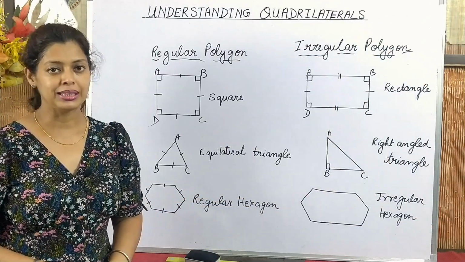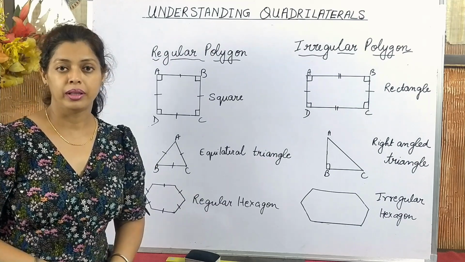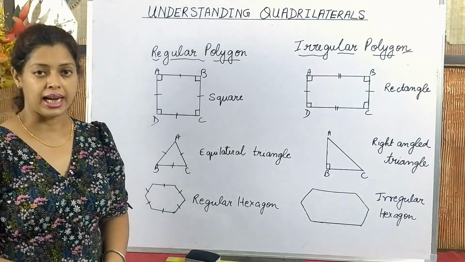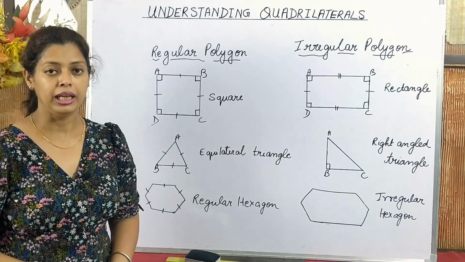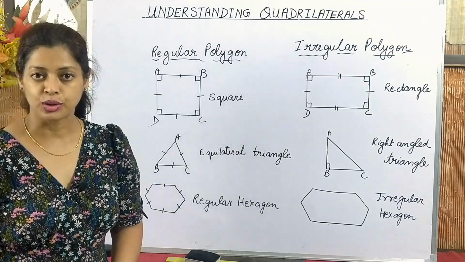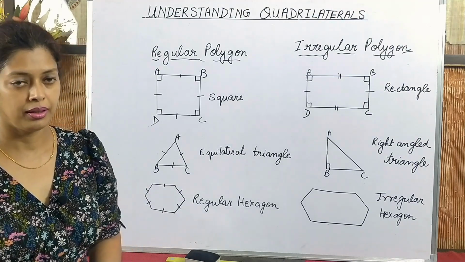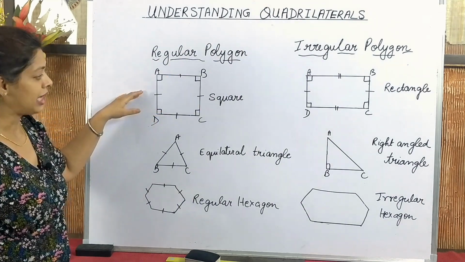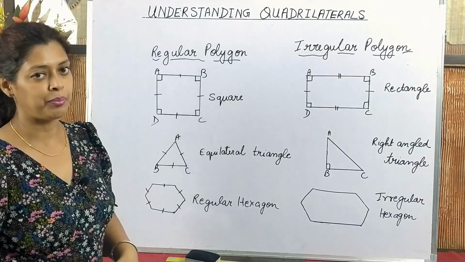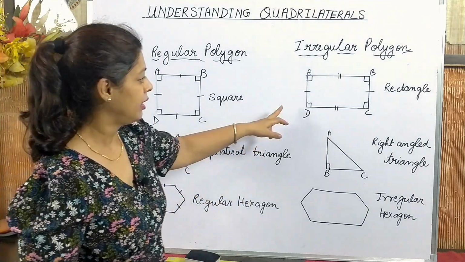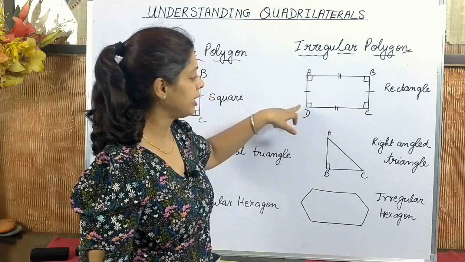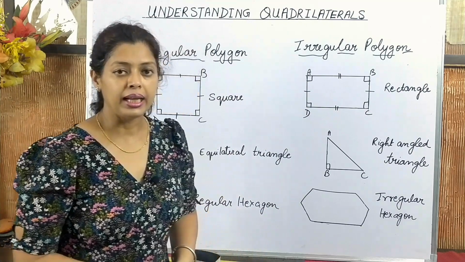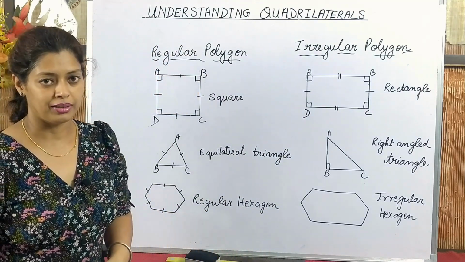Then we have the regular polygons and the irregular polygons. Regular polygons are both equiangular as well as equilateral. That is, both the length of its sides and the measure of all angles will be equal in a regular polygon. And if it is not so, then it is an irregular polygon. For example, if we see the square, the sides of the square are equal as well as the angles are also equal. So a square is an example of a regular polygon. Whereas in a rectangle, although the angles are equal, the sides are not equal, only the opposite sides are equal. So a rectangle is an example of an irregular polygon.